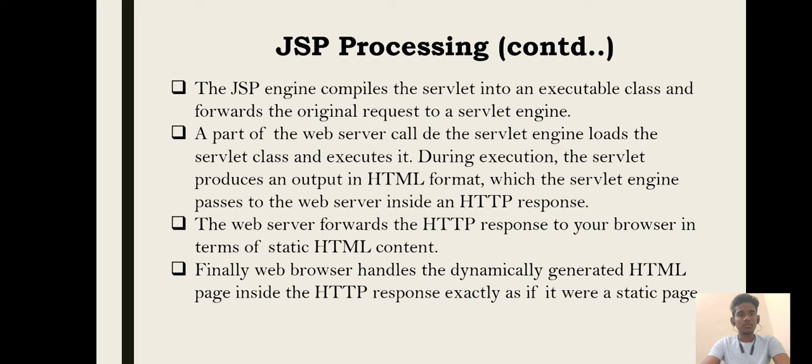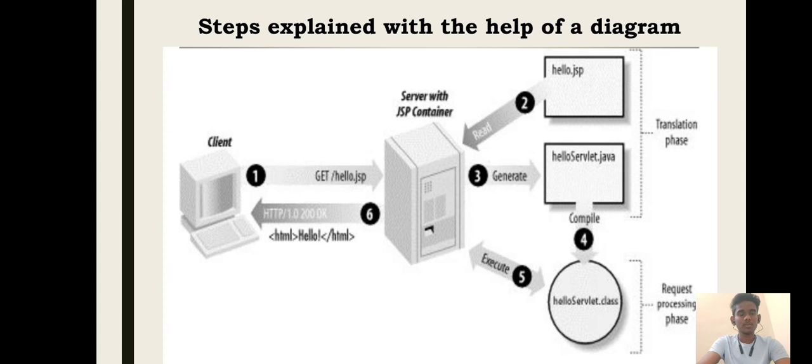The web server forwards the HTTP response to your browser in terms of static HTML content. Finally, the web browser handles the dynamically generated HTML page inside the HTTP response exactly as if it were a static page. Steps explained with the help of a diagram. Server with JSP container.